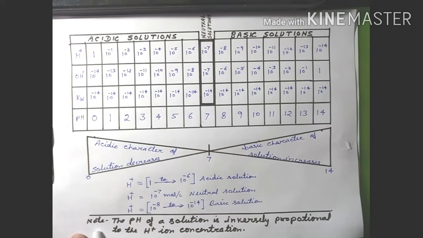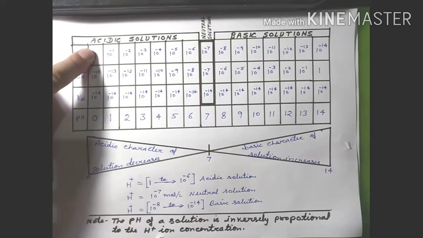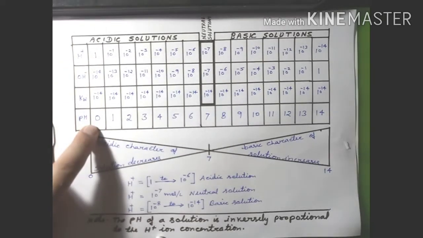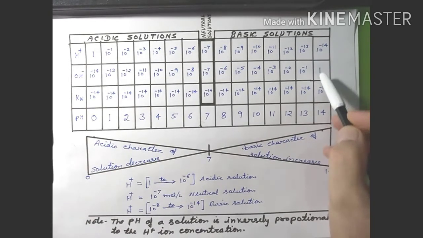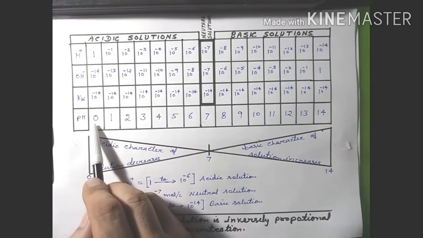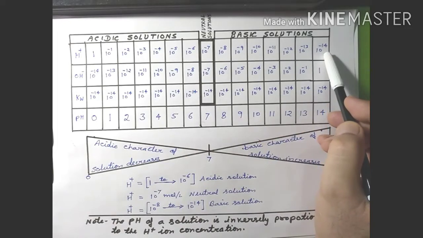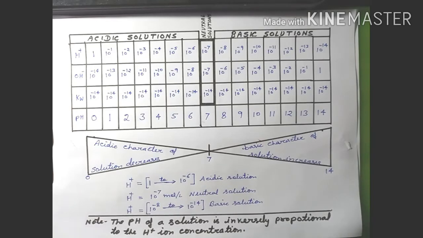One very important note I have written downside: the pH of a solution is inversely proportional to the H plus ion concentration. If the H plus ion concentration is greater, the pH will be less. If the H plus ion concentration is the lowest, the pH will be highest. It means the highest concentration of H plus gives the lowest value of the pH, and the lowest H plus concentration gives the highest value of the pH. That is the meaning of the pH of a solution being inversely proportional to the H plus ion concentration.